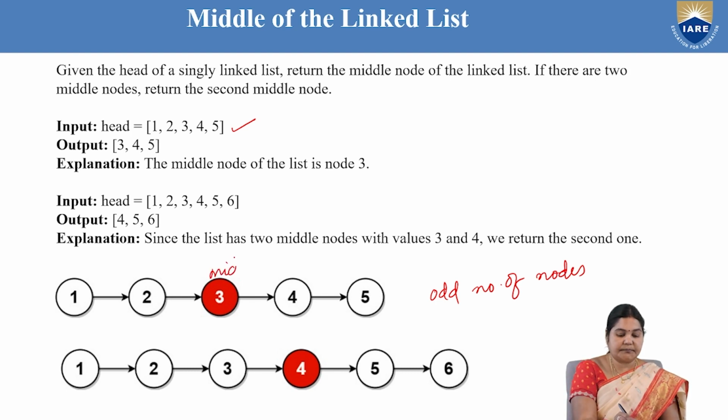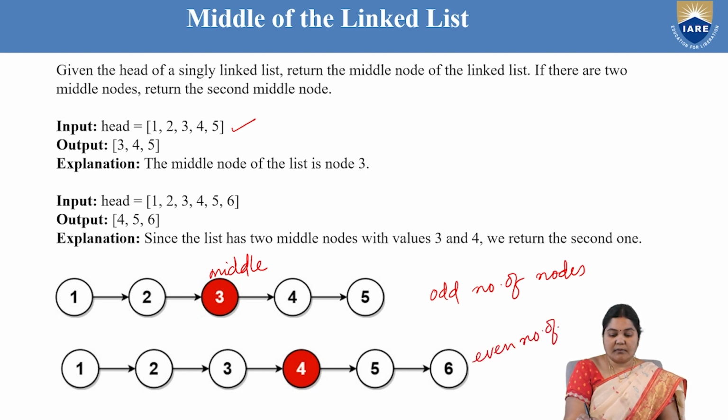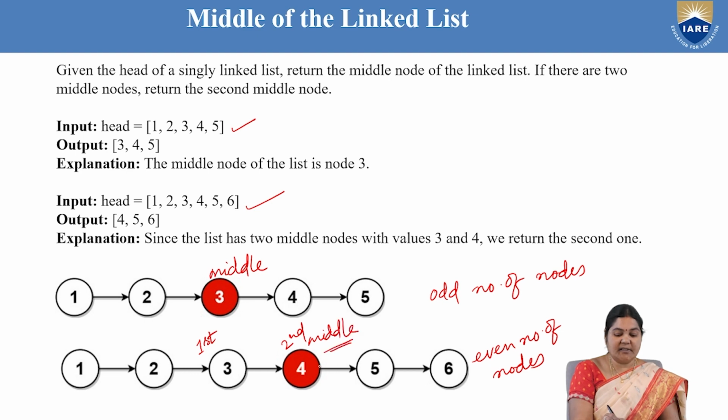This is the middle node. If there are an even number of nodes, as given in the second test case, 1 to 6, then there are two middle nodes. This is the first middle node and this is the second middle node. The question says to return the second middle node, that is 4. So in the even number of nodes, we will return the second middle node. In the odd number of nodes, we will return exactly the middle node in the linked list.